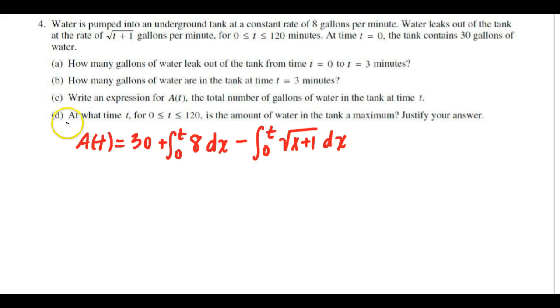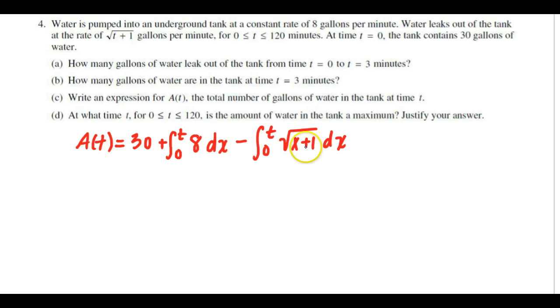Alright, and now the last part, part D. At what time t, where t is between 0 and 20, and note that this is a closed interval, we have less than or equal to, less than or equal to, is the amount of water in the tank a maximum? So at what time t is the amount of water in the tank a maximum?